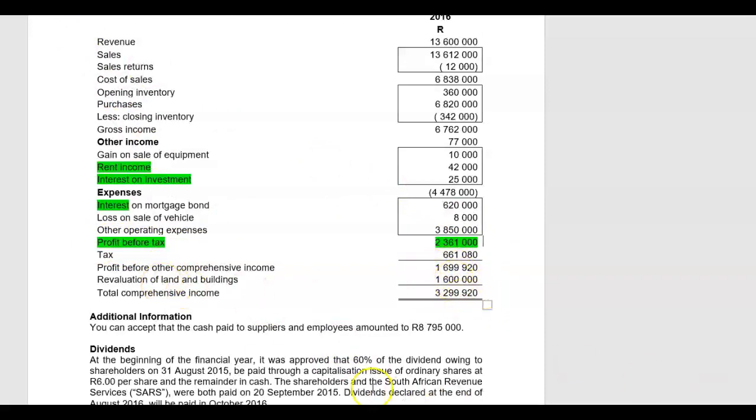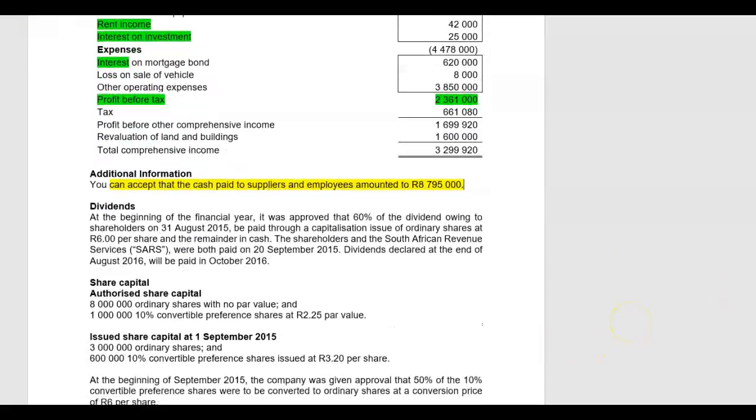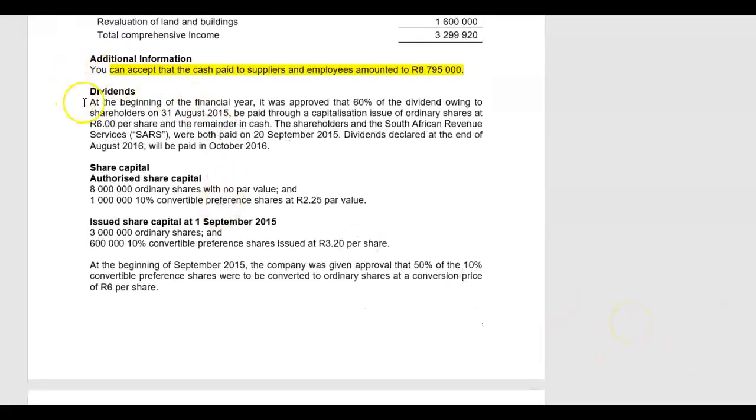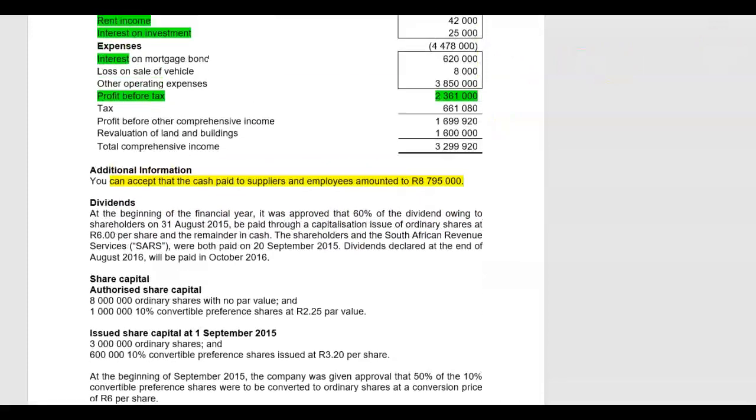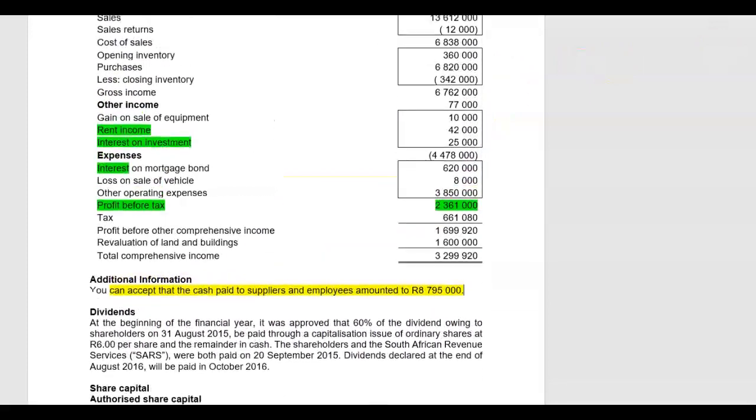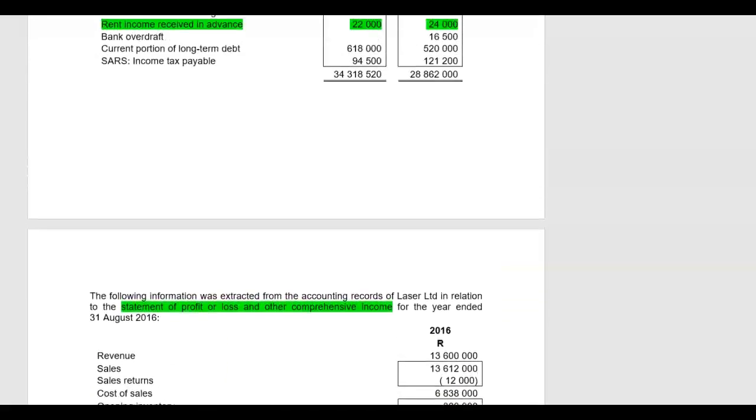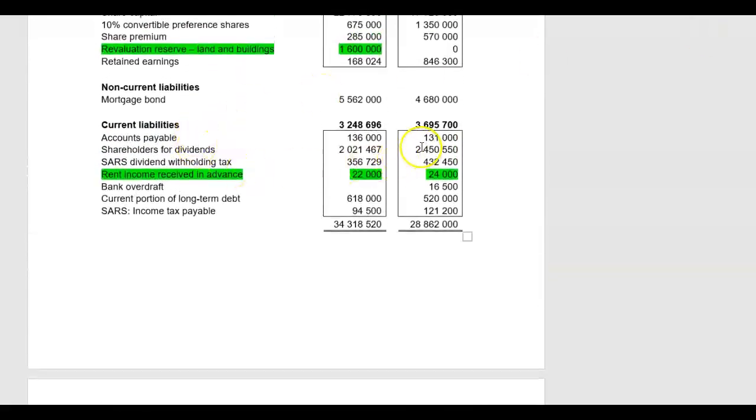Additional information. You can accept that the cash paid to suppliers and employees amounts to 8,795,000. Great. Then we have information on dividends. At the beginning of the financial year, it was approved that 60% of the dividend owing to our shareholders as of 31 August 2015. So that will be our opening balance of our shareholders for dividends.